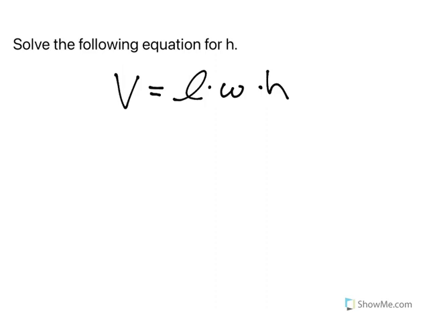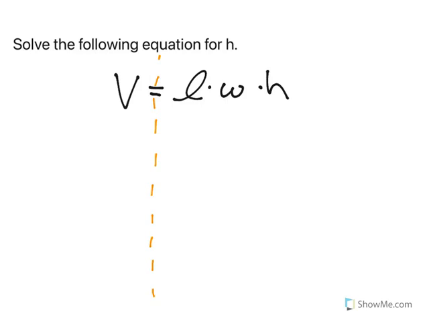So we're going to solve the following equation for h, which is height. This is the volume of a rectangular prism. V equals L times W times H. Now, if you know the rules for solving a basic equation, one with numbers, then a literal equation, which has plenty of variables, isn't difficult.